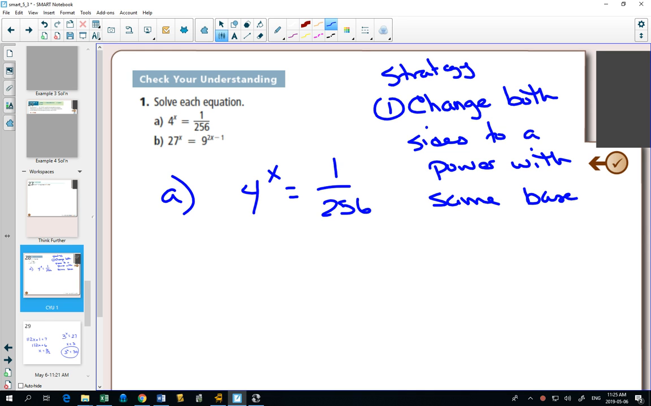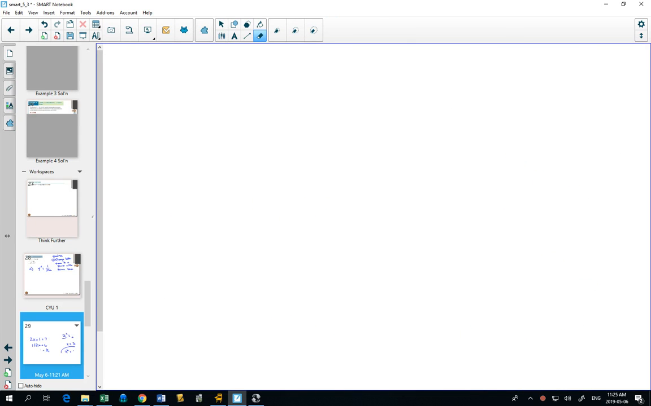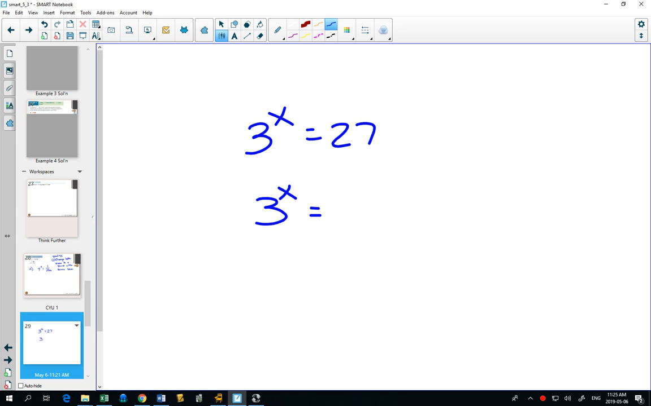to change both sides to a power with the same base. Okay? Because if I went back to here and gave you another question, when we had 3 to the x equals 27, some of you just saw that it was 3. But if I had written the 27 as 3 cubed, does it become even more obvious that the answer is 3? I mean, the exponent on this side is the x. The exponent on this side is the 3. What could x possibly be?